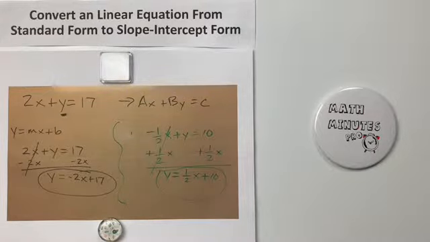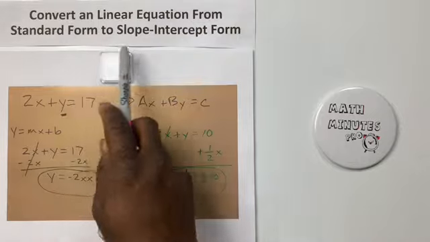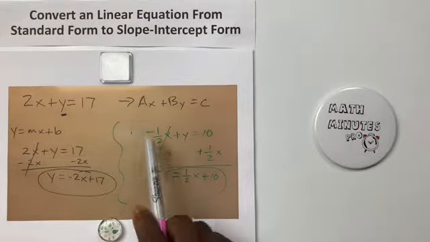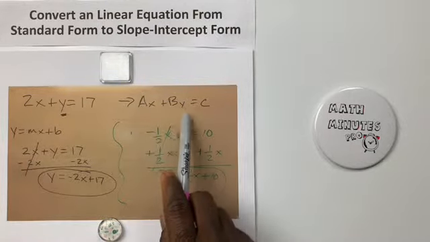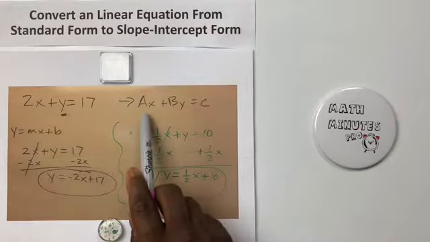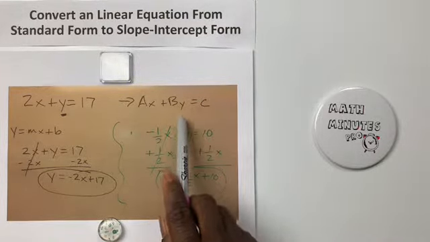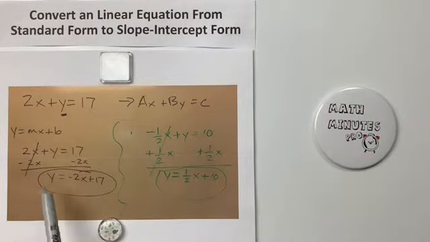Harrison. Today we're going to talk about how to convert a linear equation from standard form to slope-intercept form. Now, the standard form of a linear equation is a times x plus b times y equals c, where a is the coefficient of x and b is the coefficient of y. Now, we have two problems. We're going to discuss each one.